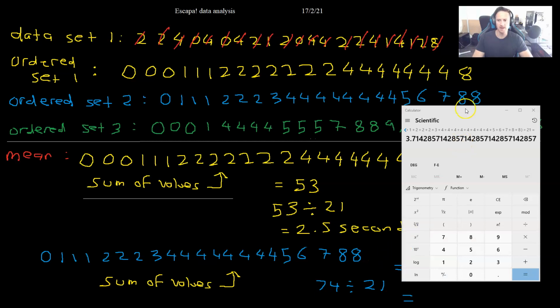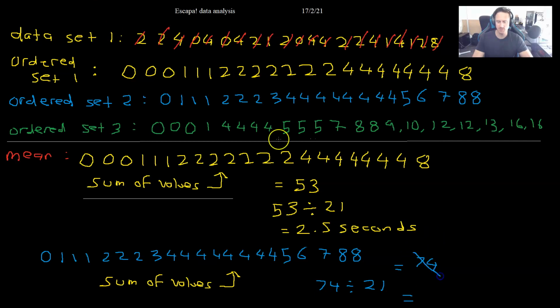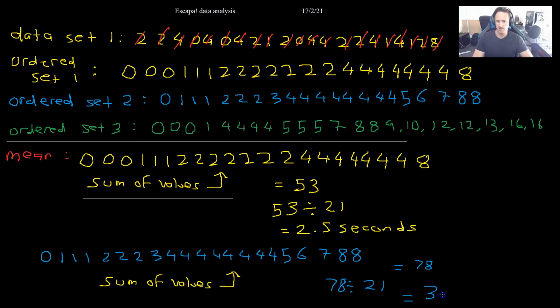So I just realized I made a tiny mistake. When I was adding the numbers for data set 2, I went a little bit too quick and I missed a 4. So the actual sum is going to be 78. So I'm just going to change this. So I'll just delete this and delete this. So if you move a little bit too quick, you might miss a number. So it's going to be 78. And then 78 divided by 21 is actually 3.7, rounding off to 1 decimal place. So 3.7 seconds.